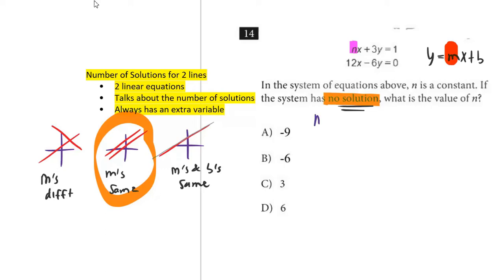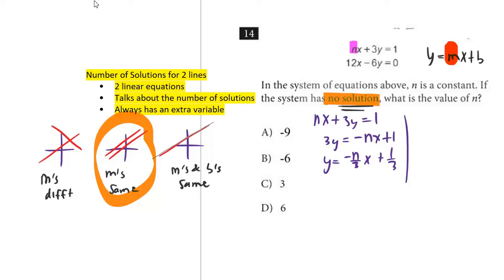So let's take the first equation, nx plus 3y equals 1. Take away nx from both sides. 3y is negative nx plus 1. Divide both sides by 3. y equals negative n over 3 x plus 1 over 3.